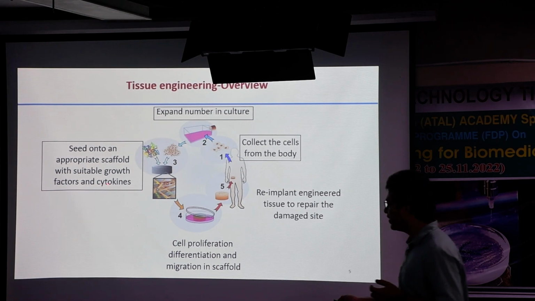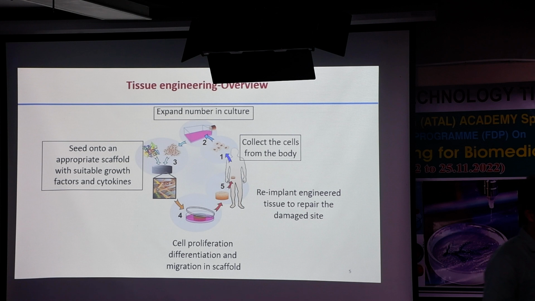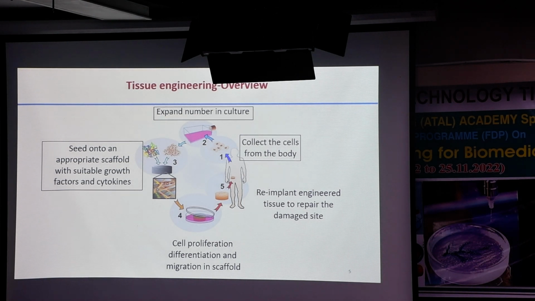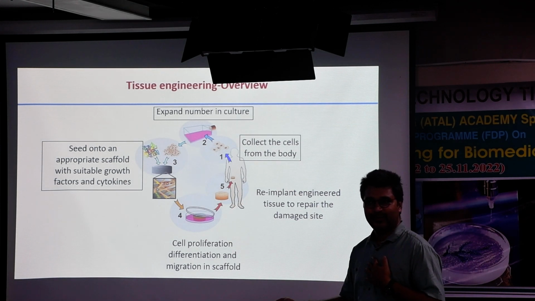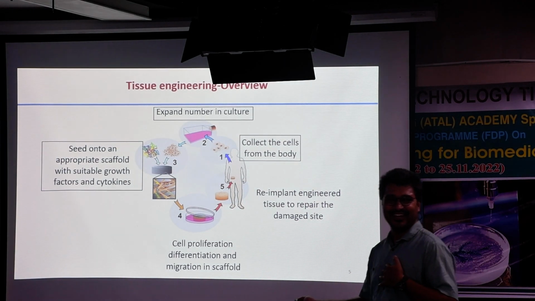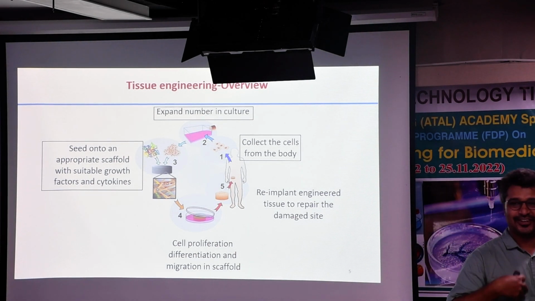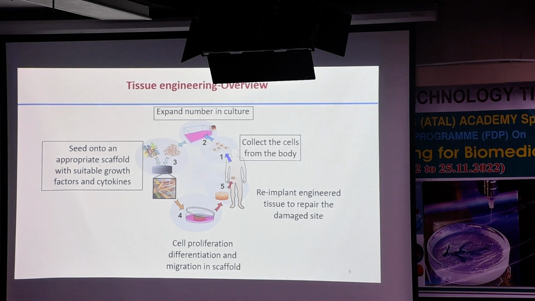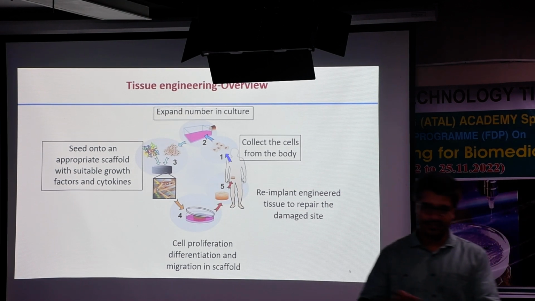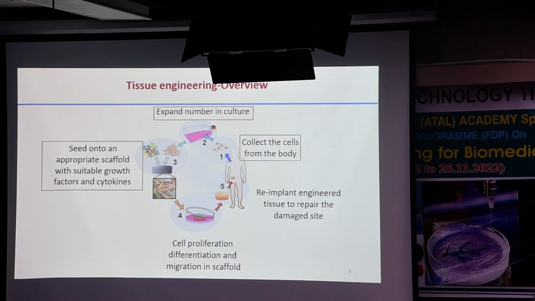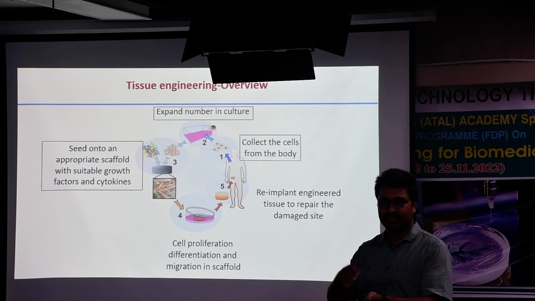These growth factors and cytokines are usually used to mimic the in vivo conditions. In vivo conditions, in the sense, anybody who knows what is in vivo condition? No? Okay. In vivo condition is the condition which exists inside our body. These fibroblast cells are there in our body, right? But they are subjected to different conditions like flow of blood, exchange of oxygen, and different growth factors that come through the blood and reach these cells.